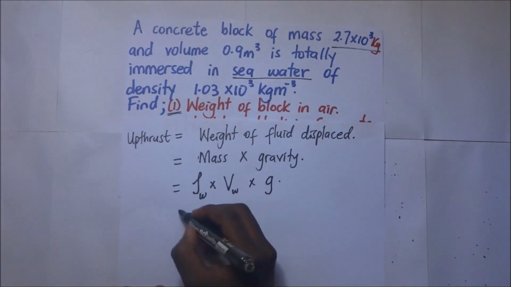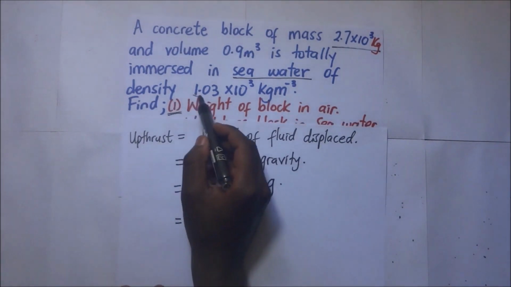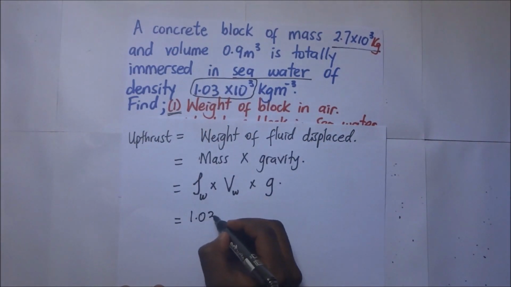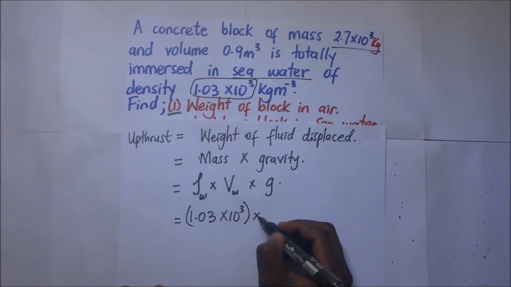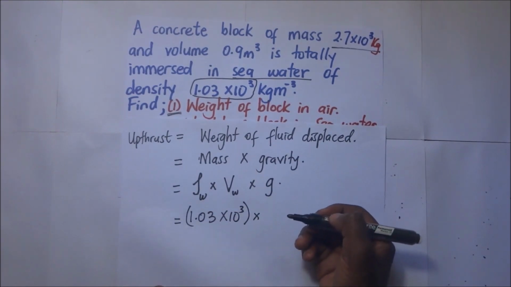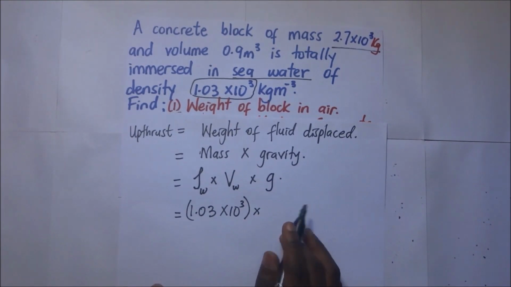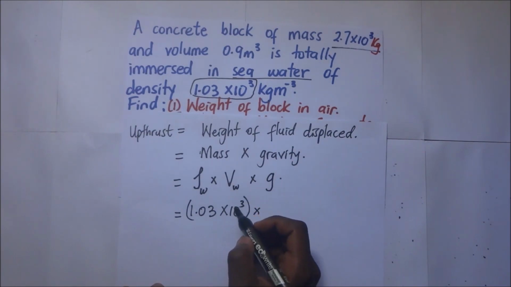That is the density of the water, because we are dealing with seawater, right? So density of the water, multiply that by the volume of the water, and multiply that by the gravity. Now the density of the water, the question says that the density of the seawater is 1.03 times 10 to the power 3. Multiply that by the volume of the water. Now the volume of the water that was displaced is equivalent to the volume of the concrete block that is displacing the water.